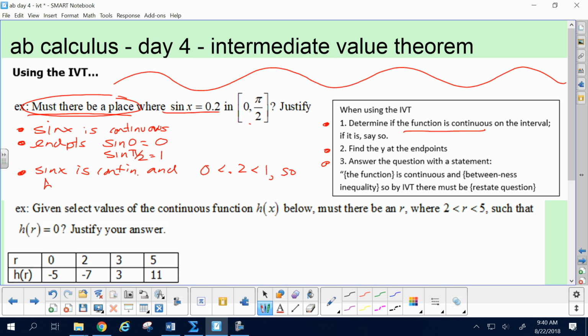So by IVT, we're basically citing the theorem, or why you say this is happening. There's a theorem that says, by IVT, there must be an x. Now this is where you kind of restate the question. Sine is continuous, and the betweenness inequality is done. So by IVT, there must be an x in 0 to pi over 2, where what happens? Sine of x equals 0.2. Okay?